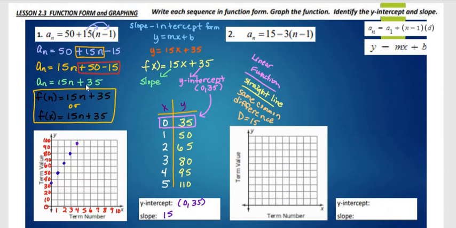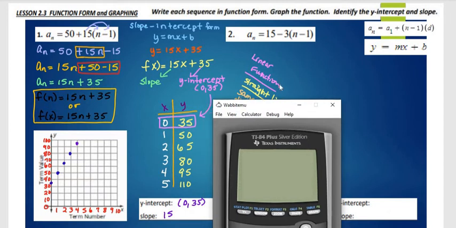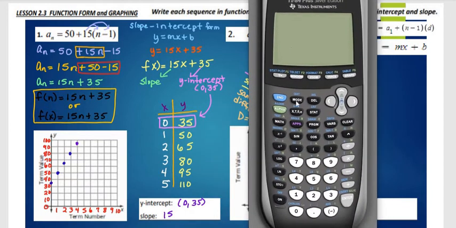Now, we're going to take this and make a t-chart. We're going to start with 0 and go through 15. When we use a t-chart, what we have to do is simply substitute and put it in your graphing calculator. I'm going to turn this on, and I'm going to clear it. So I'm going to take this 15n. I'm going to say 15 times your n, which is 0, plus 35. And you will see that it is 35.